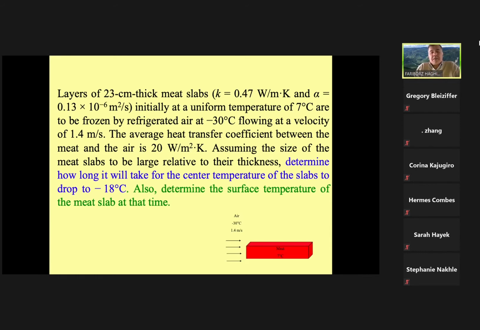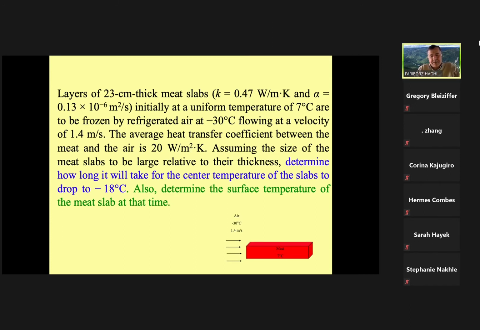The problem, can you tell me which chapter it belongs to? You have chapter 2, 3, 4, 5, 6, 7. Take one number. Yes, sir. Say it again. Saying 4. Oh, 4. Okay, good. Why 4? Why not 5? I think because we have to calculate the Fourier number first.